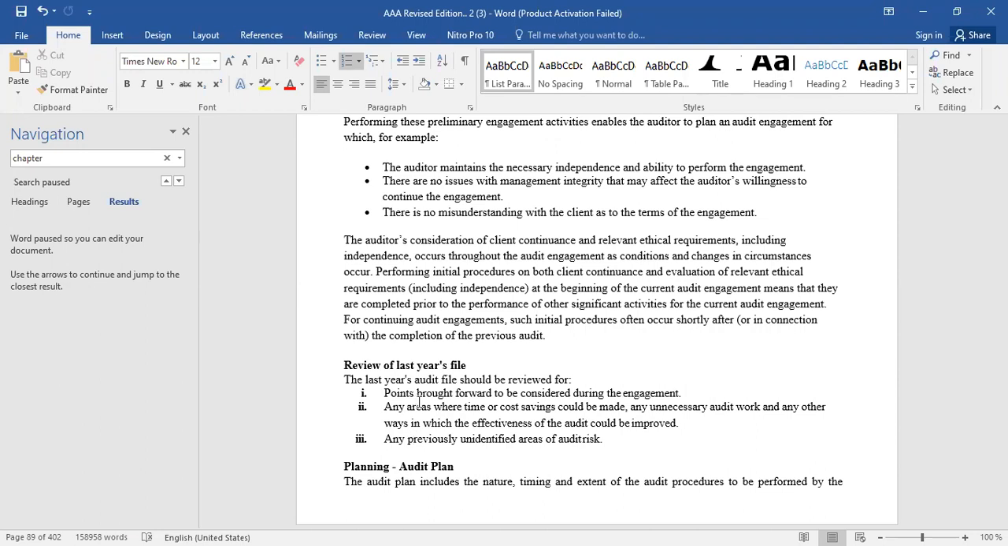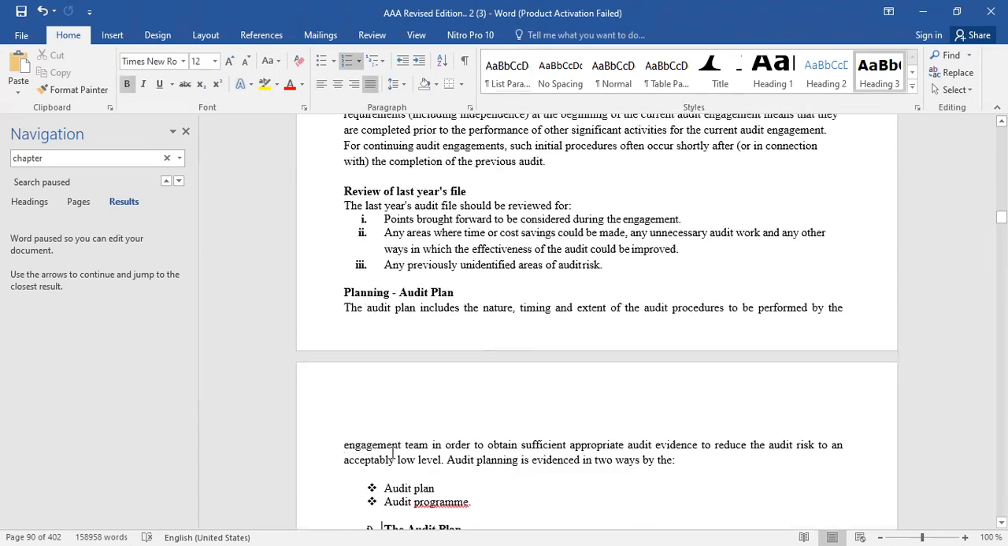If there are any previously unidentified areas of audit risk, you can now focus on those areas now. Now that is the previous year's audit file.